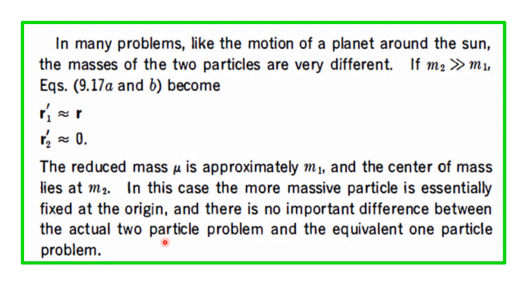In problems like a planet moving around the sun, the masses of the two particles are very different. When studying the motion of planets around the sun, the sun is very large and massive compared to the earth.